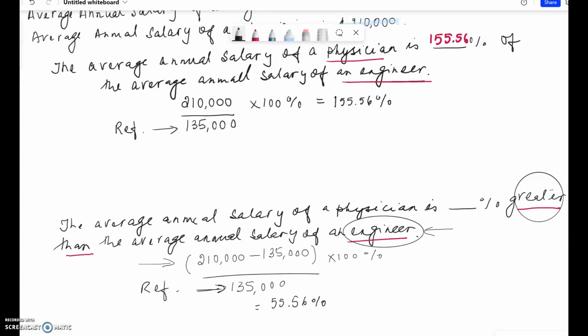So what is the difference between the two? One last time. The average annual salary of a physician is blank percent of the average annual salary of an engineer. Here in the second question, it says the average annual salary of the physician is blank percent greater than, and that's when you take the difference.